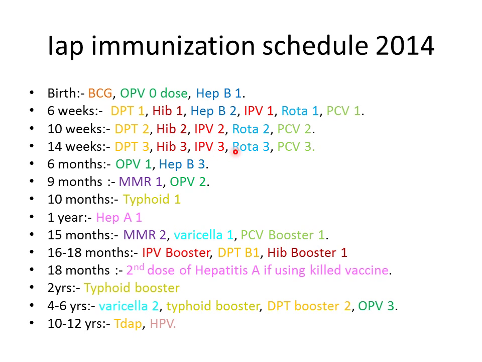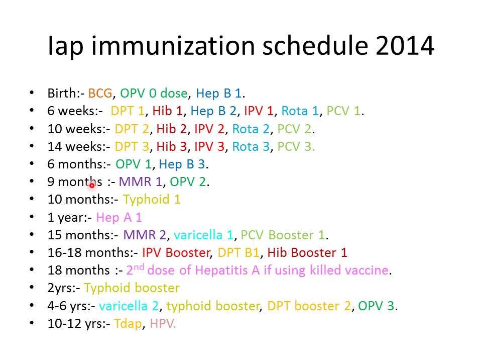At 6 months, OPV1 and hepatitis B3 are given. At 6 months of age, the child is not immunized in the national immunization schedule, but here the child is additionally immunized at 6 months. At 9 months, MMR1 and OPV2 are given, and 10 months and 1 year are also not prescribed ages in the national immunization schedule, whereas in IAP they are additionally vaccinated at 10 months and 1 year.